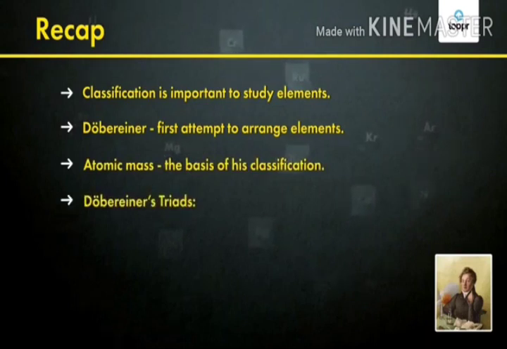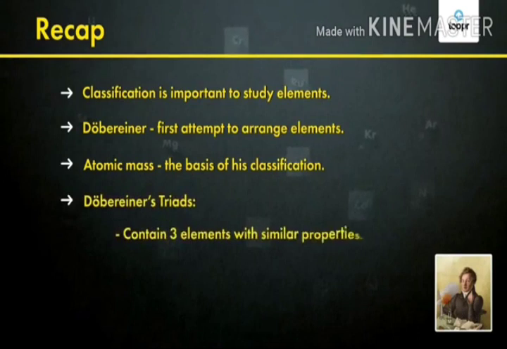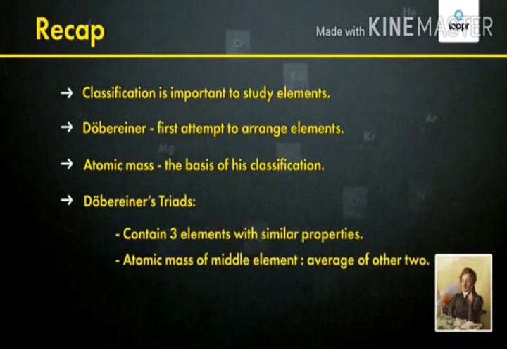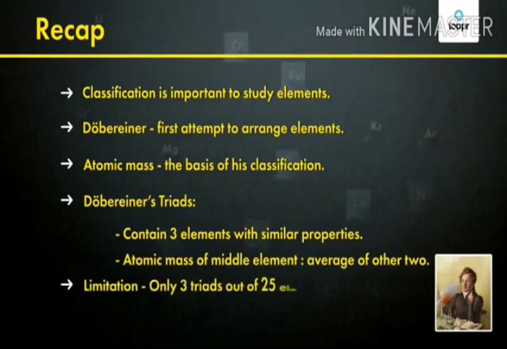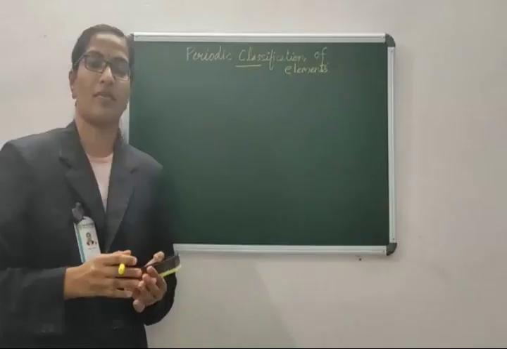Dobereiner's triads contain three elements with similar properties. The atomic mass of the middle element is the average of the first two. The limitation is that there are only 3 triads out of 25 elements.